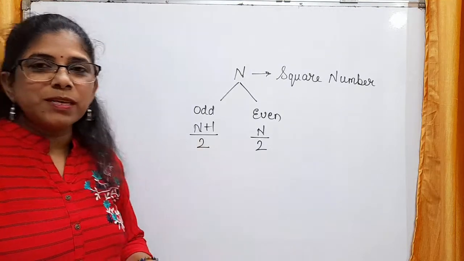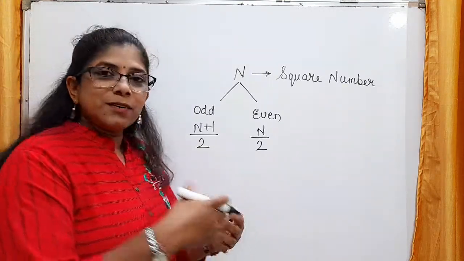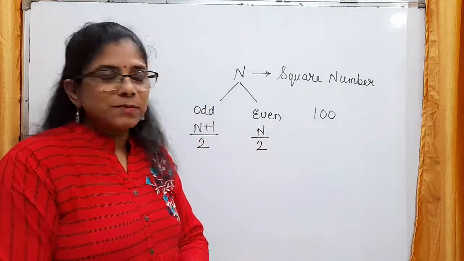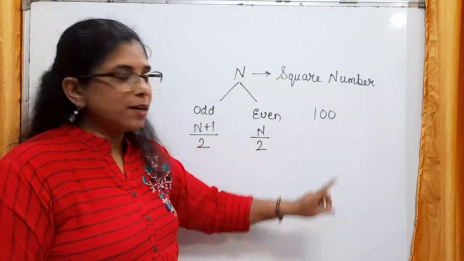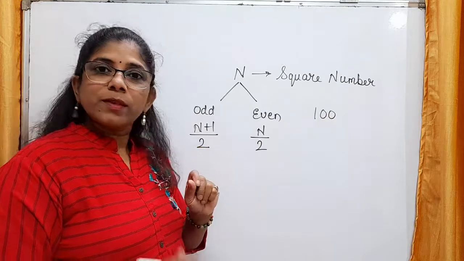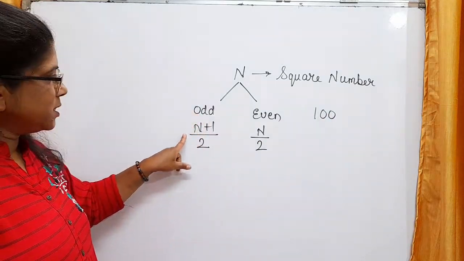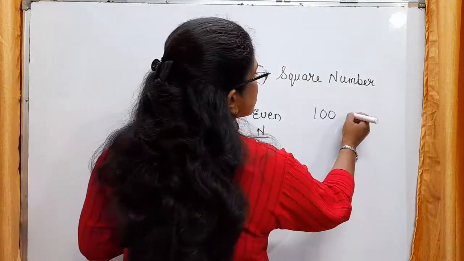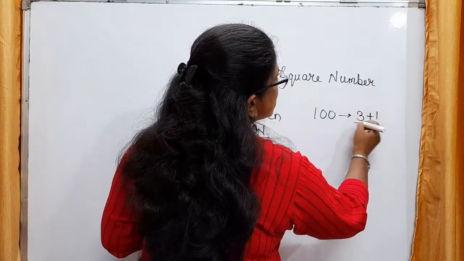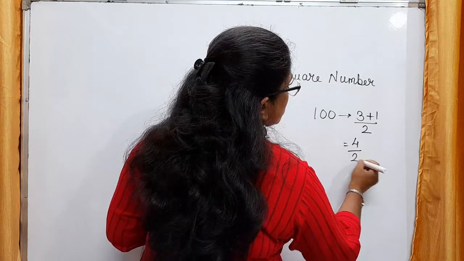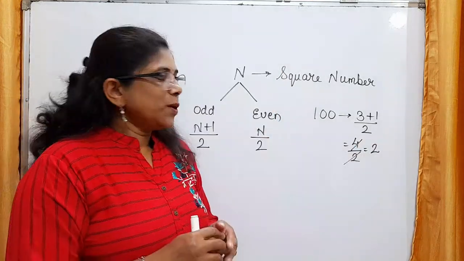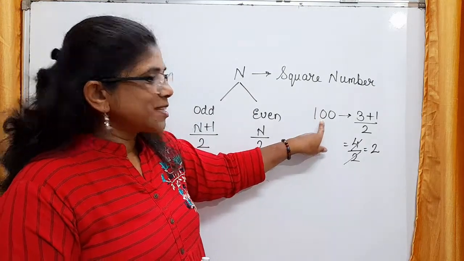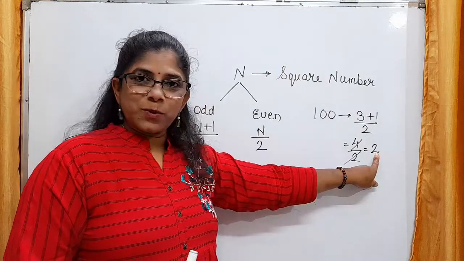Here I'll just show you one simple example. Let's take 100. 100 is a perfect square. The number of digits in 100 is 1, 2, 3. 3 is an odd number. Isn't it? So how to find the number of digits in its square root? (3 digits plus 1) upon 2, that is 4 upon 2, that is 2. We know that the square root of 100 is 10, which is a 2-digit number. So if there are 3 digits in the square, the number of digits in its square root is 2.